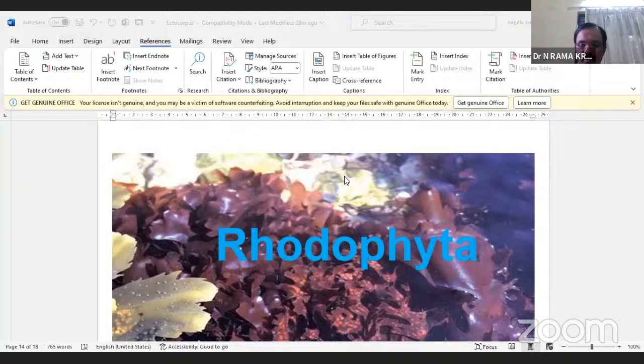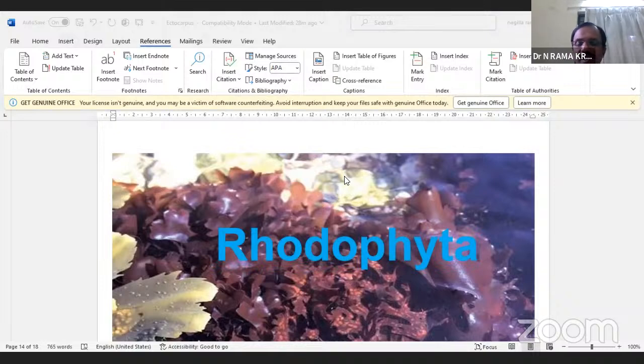Next, the reproduction system: monospores are there. The thallus produces three types of spores. Porphyra produces three types of spores, that is alpha spores and beta spores. By the release of vegetative cells from the thallus, monospores are formed. So this is the reproductive system.